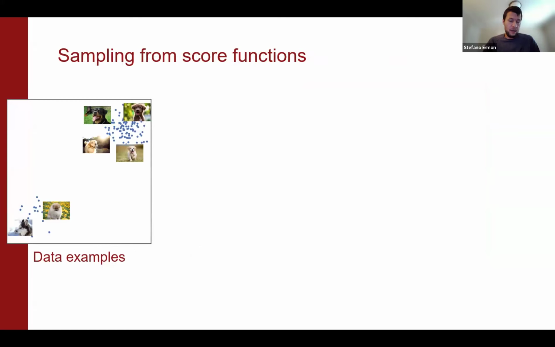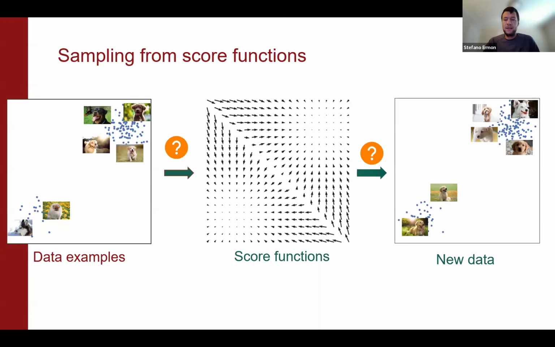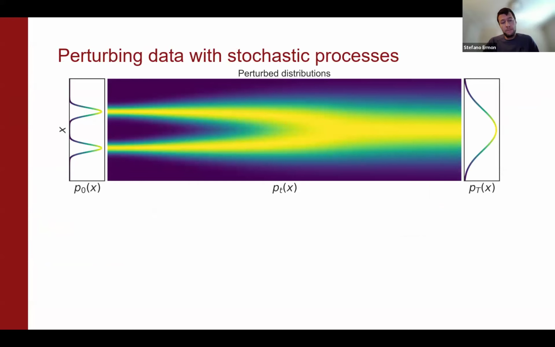Now, given this intuition that we want to work with the score function, we still need to figure out how to actually build a useful generative model. We need to figure out how to learn score functions from data, and we need to figure out how to use score functions to actually generate new data points. And this is where the idea of diffusions comes in.